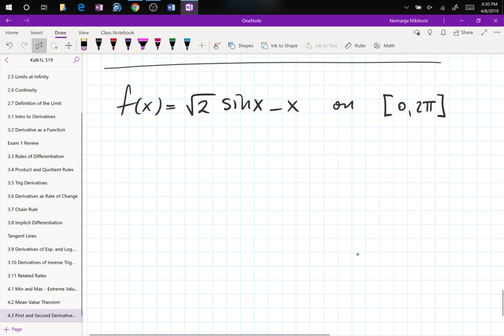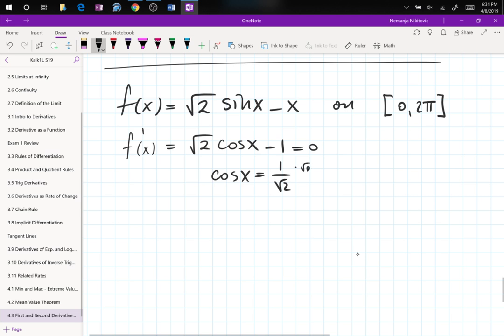Okay, let's take a look at this one together. So the derivative f prime would be, copy the constant, derivative of sine is cosine x minus 1, and we set it equal to 0. So this will be cosine x is equal to 1 over root 2. And if you multiply by root 2 to rationalize, you will get the equation cosine x is equal to square root of 2 over 2.